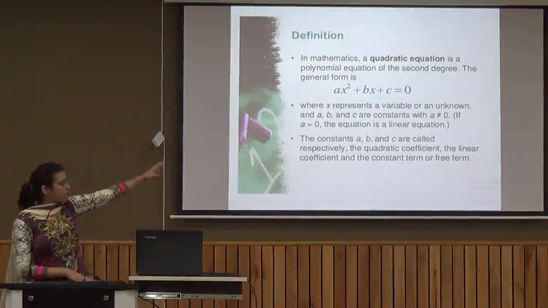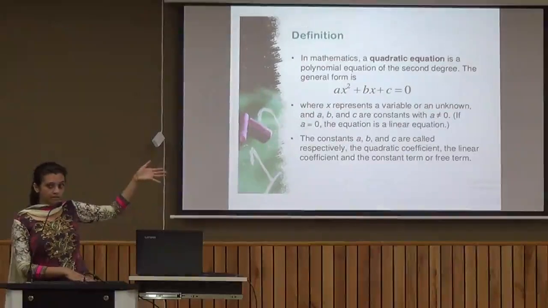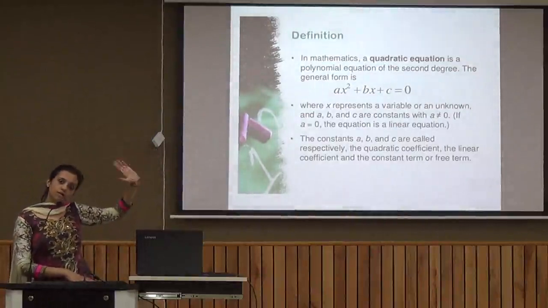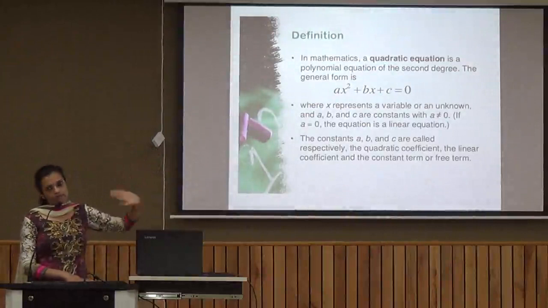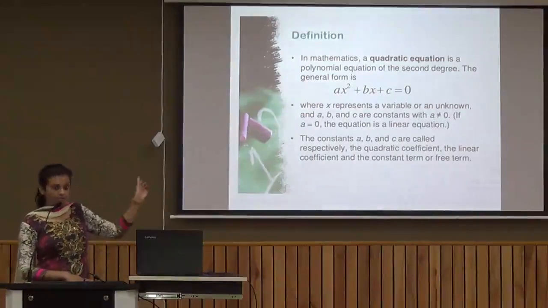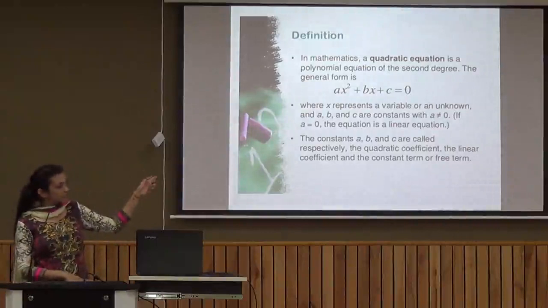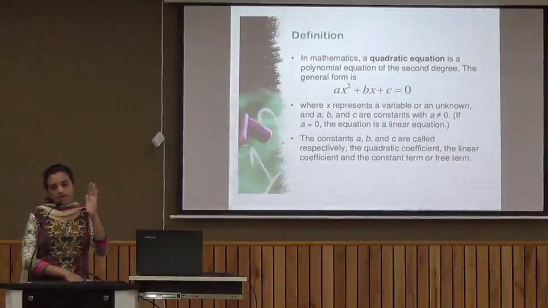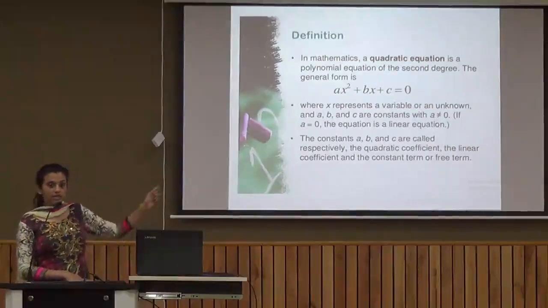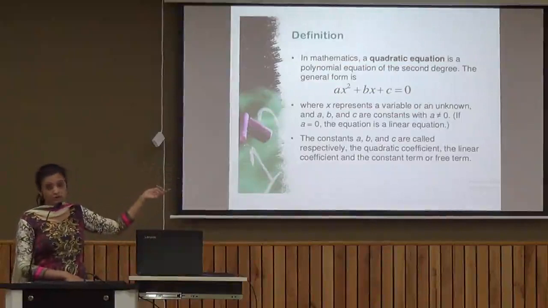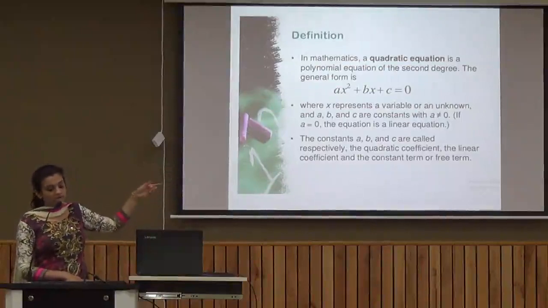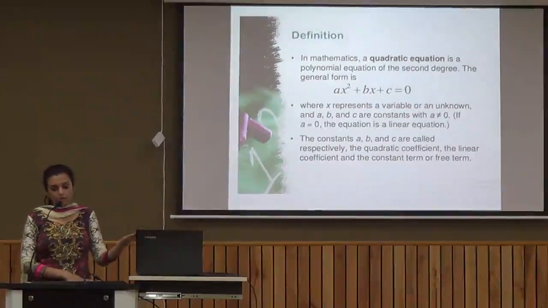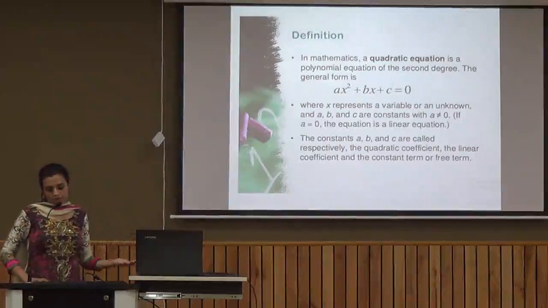Remember, degree 2, as you can see, ax squared is compulsory. Rest, even if they are not there, we can still manage. But what is compulsory is the x squared term, where x represents a variable or an unknown, and a, b, c are constants with a not equal to 0. This condition, a not equal to 0, just reiterates what I just mentioned. Because if a is equal to 0, the x squared term goes off and we are left with bx plus c equal to 0, which represents a linear equation.